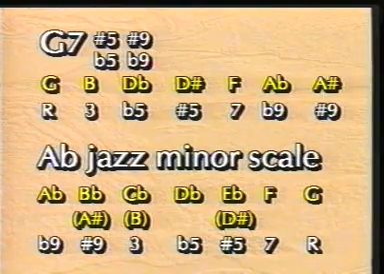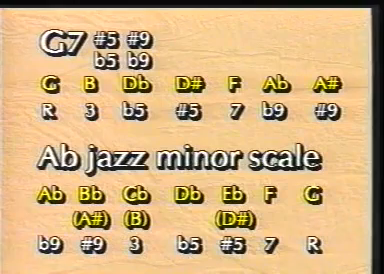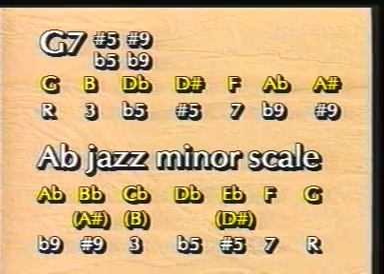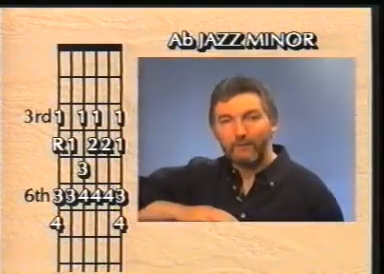Well, from this, we can make a rule. Over any functioning dominant chord, whether it actually contains all of the alterations or not, we can play the jazz minor scale whose root is 1 fret higher than our dominant. So that means for G7, we play A-flat jazz minor.